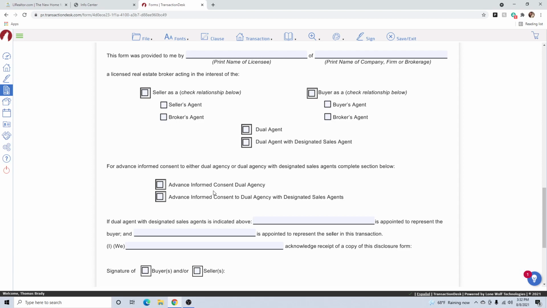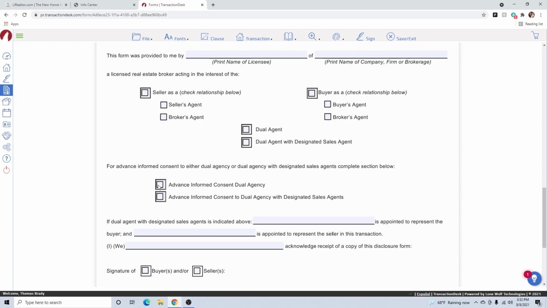There's two ways you can go with it. One is that you represent both parties. That's kind of difficult, and you could get into some legal trouble there. So most people prefer to do advance informed consent dual agency with designated sales agents. Now keep in mind, the designated agent will be another agent in your office. It cannot be the broker or office manager. You would represent the seller, and they would be appointed to represent the buyer.